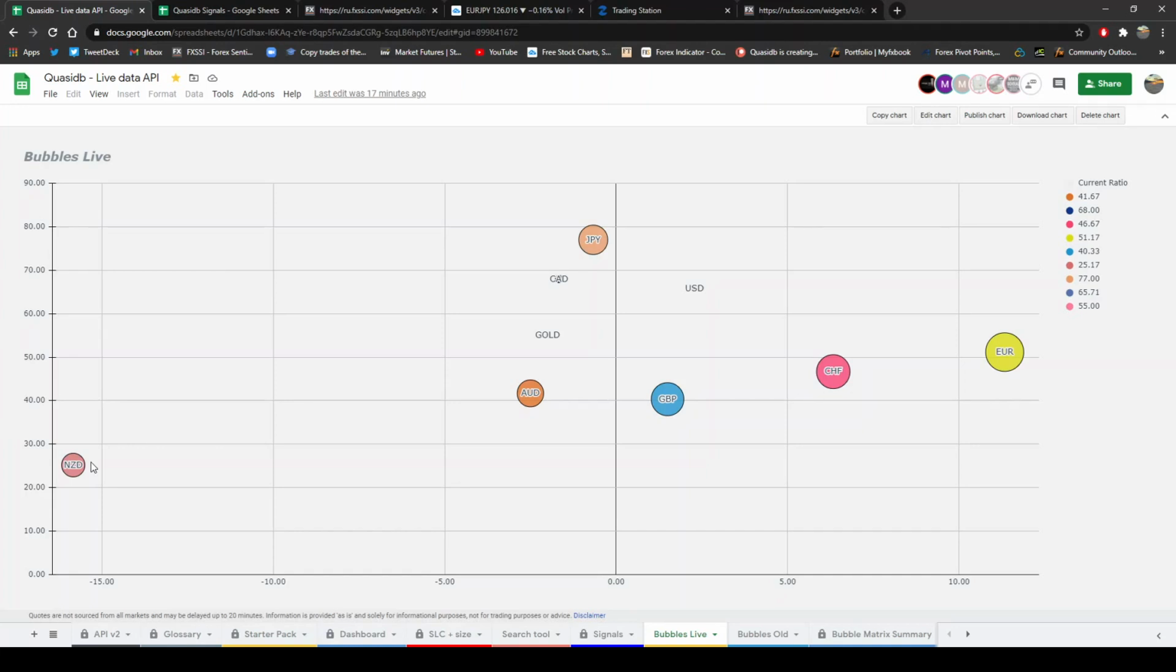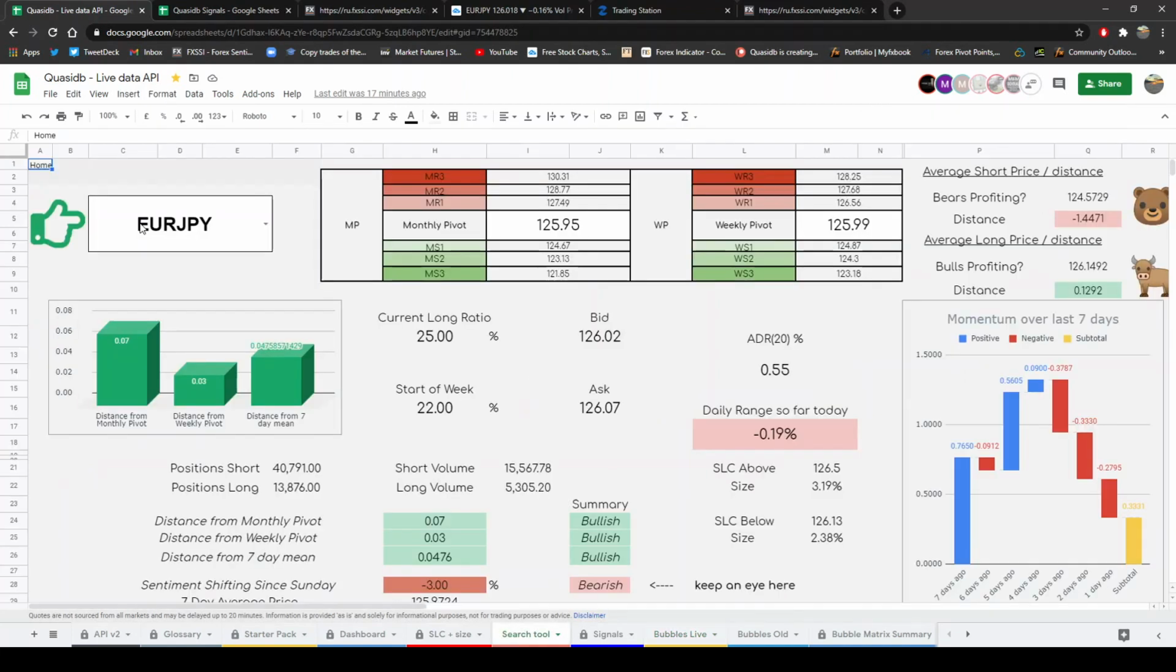Okay, so you check your bubbles, and it did actually make sense, and then you'd come to the search tool and you'd populate your signal here. If you haven't got access to this, let me know and I'll just add you to the group. It's not a problem at all.